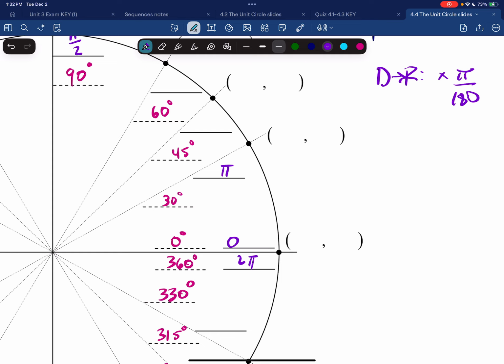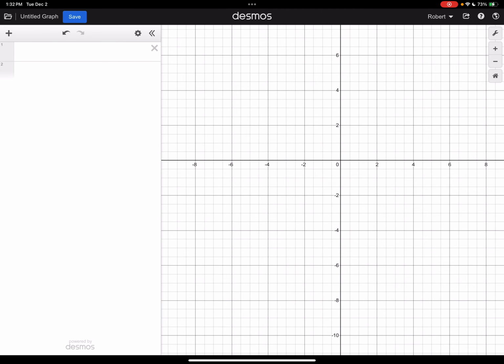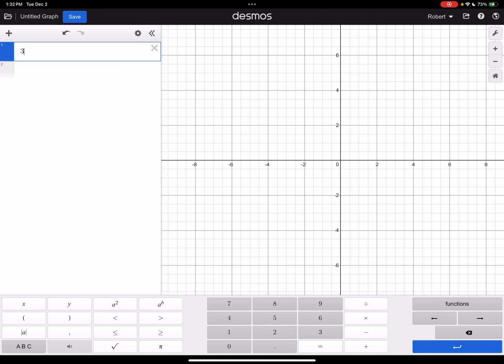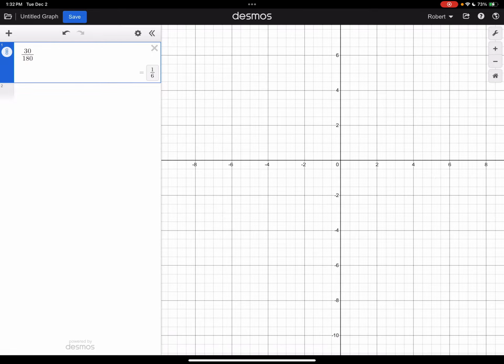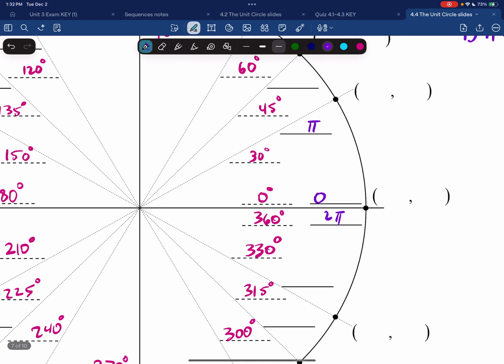If we want to do it quickly in a calculator and in Desmos, just do your degree measure divided by 180 and then hit the fraction button. So in Desmos, I can do 30 divided by 180. It'll give me a decimal to start with, but if I hit that little fraction box in the upper left there, it'll change it for me. So that's 1/6. So I end up with pi over 6. So this is pi over 6.